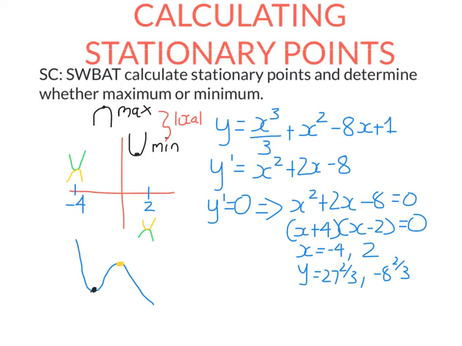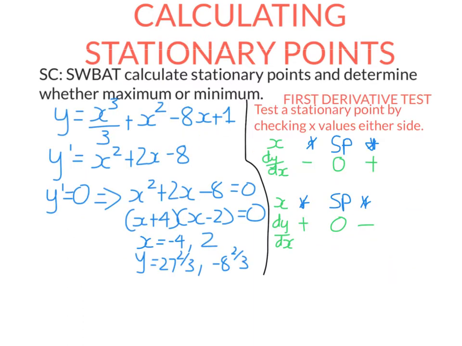So we found the turning point. How do we determine whether or not it's a maximum or a minimum? So this is how we're going to test whether a stationary point is a maximum or minimum. We use the first derivative test. We set up a table like this or like this.